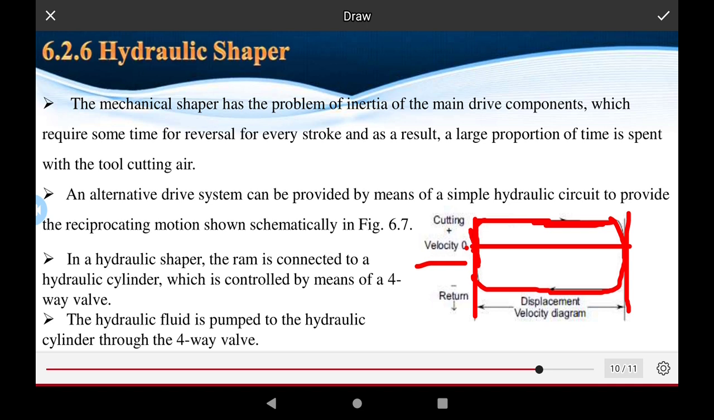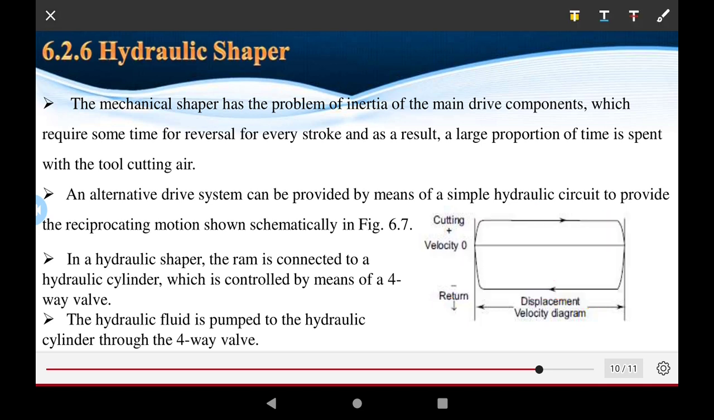This velocity is increased, and this is the forward motion that cuts the metal. Second, the tool changes direction from cutting the metal as the tool also returns. At this point the tool's velocity is zero, but then the velocity increases, and this is the return stroke of the tool. The return stroke is negative. This is the cyclic motion, and this is the displacement diagram of the tool's motion.